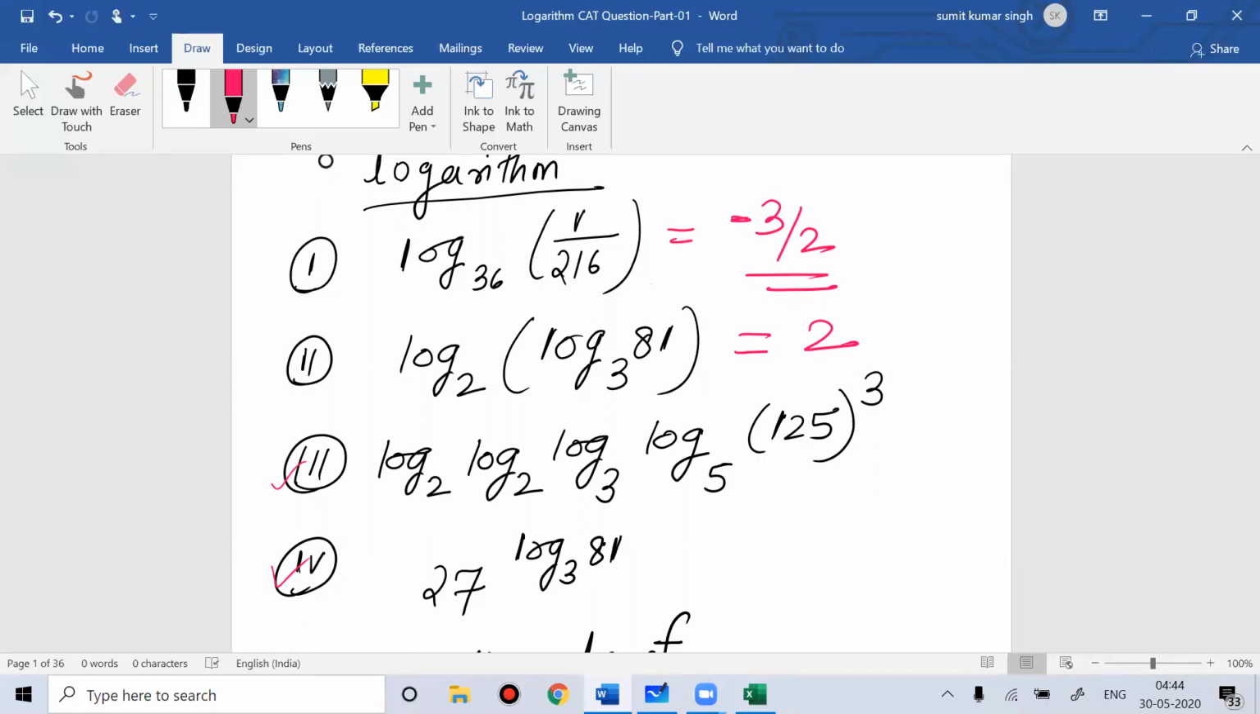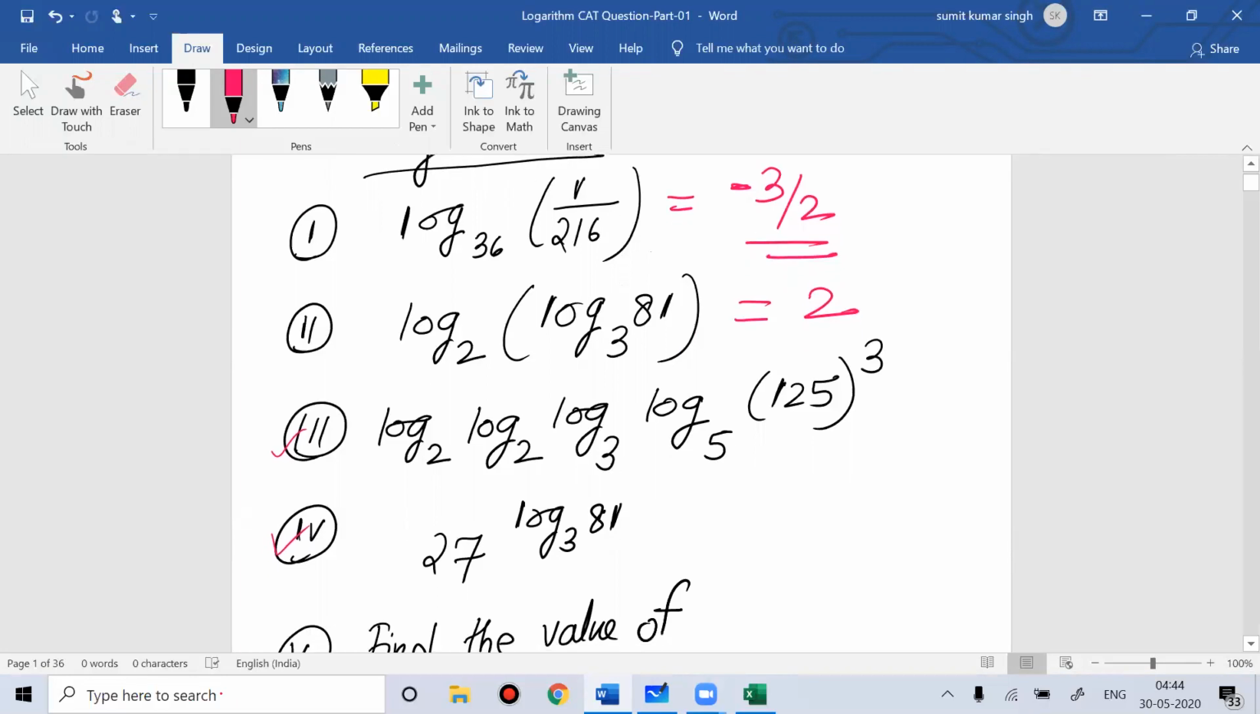For those who don't know, they can think about how to solve these questions. And for those who know the laws of logarithm, it is a chance to think about how to get this value. Think on this. I'm giving you 2 minutes.